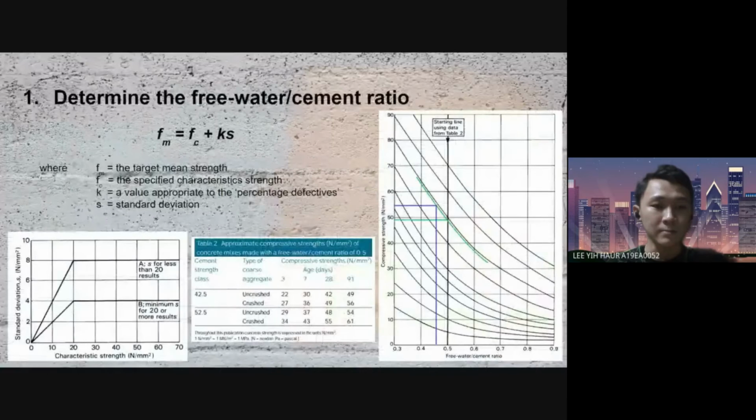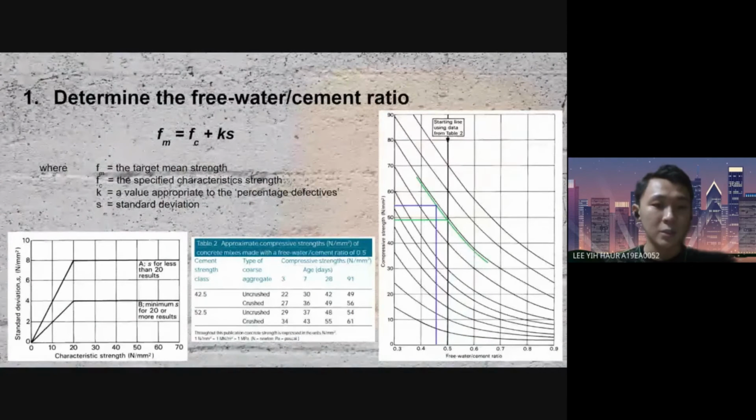Next. The first step, to determine the free water cement ratio, is to determine the target mean strength. The target mean strength is equal to the specified characteristic strength plus the margin, where the margin is K multiplied by S. K is a value appropriate to the percentage defective permitted below the characteristic strength. For example, if the defective percentage is 5%, then the K value will be 1.64.